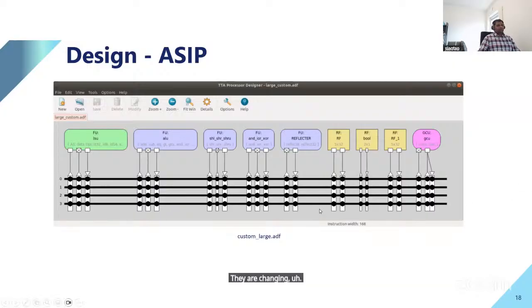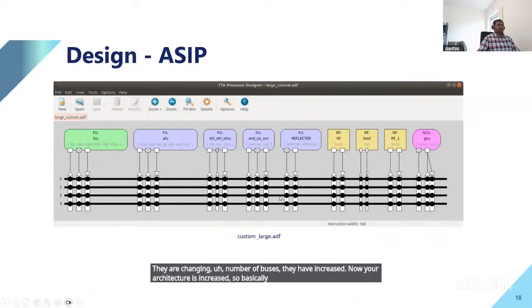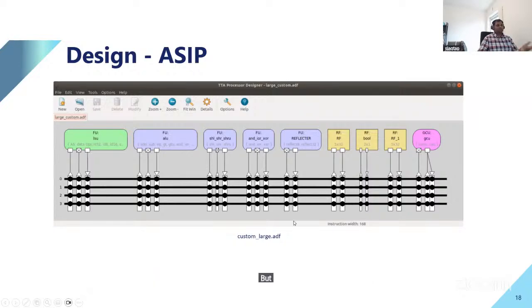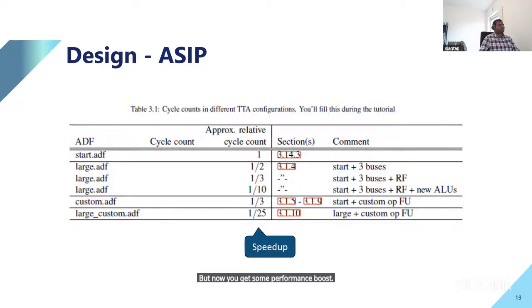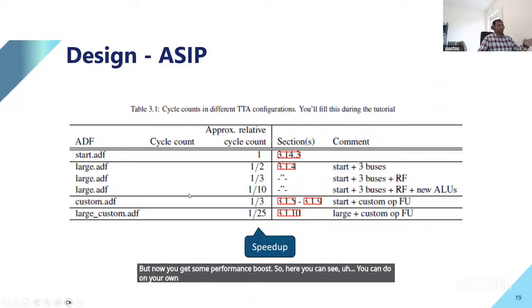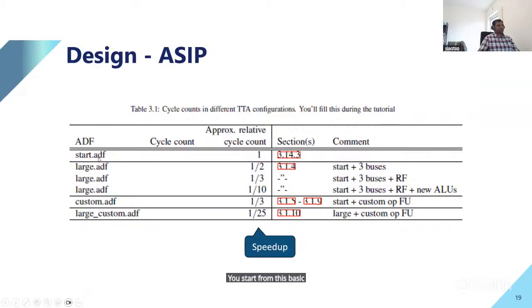The number of buses they have increased. Now your architecture is larger, so your silicon area is increased. But now you get some performance boost. You can do it on your own by downloading this from GitHub. You start from this basic architecture, start ADF. Then you improve that to large ADF with 3 buses.